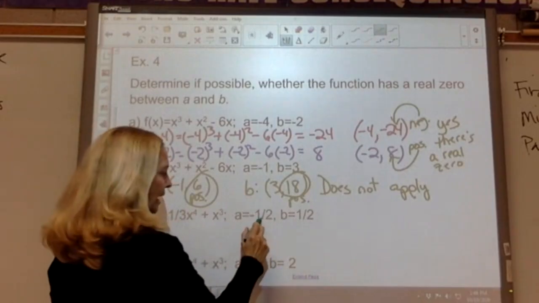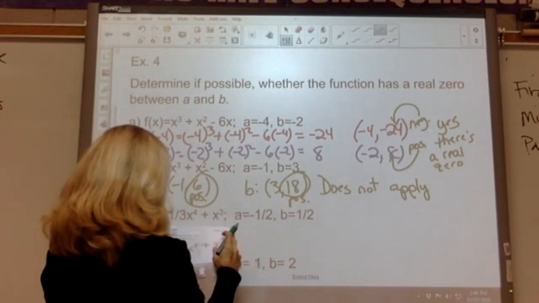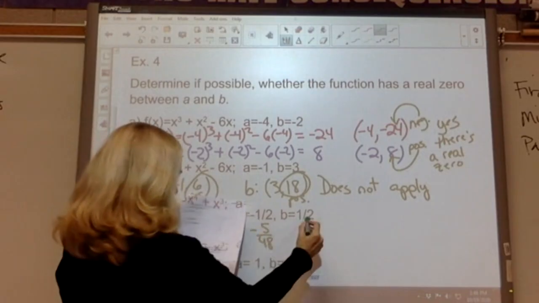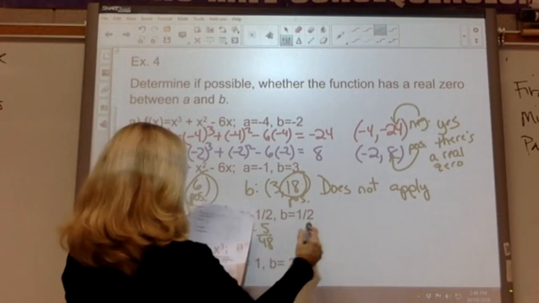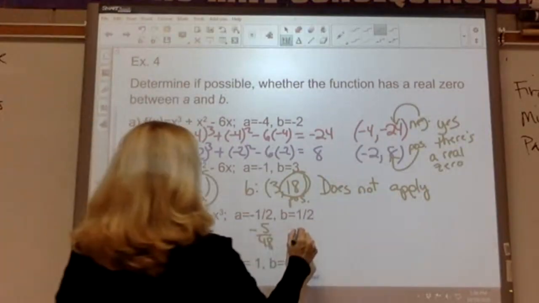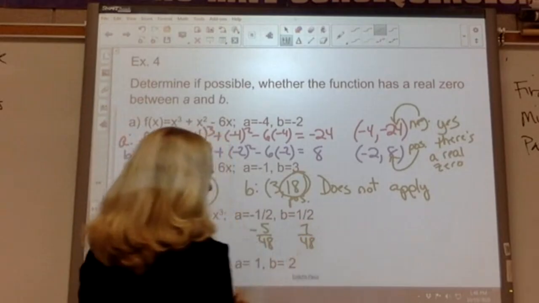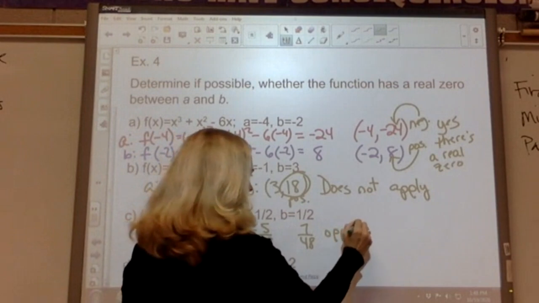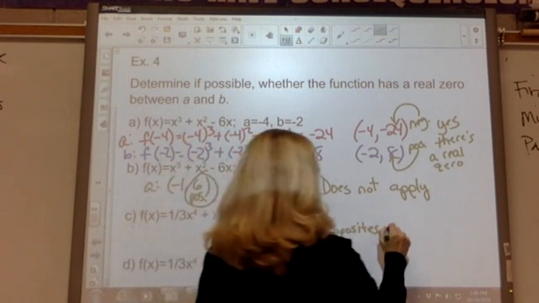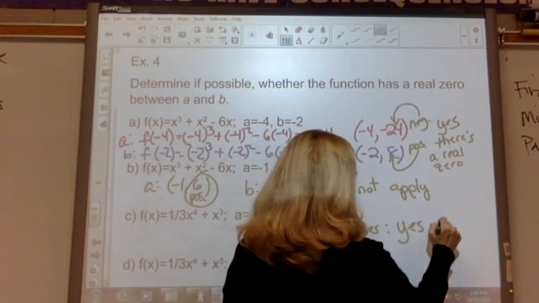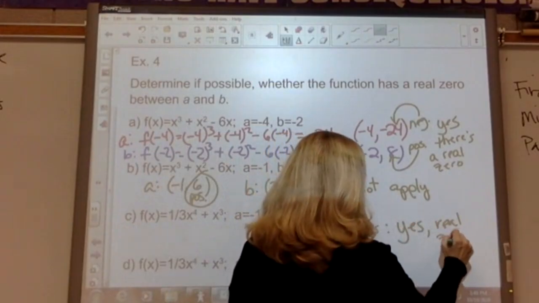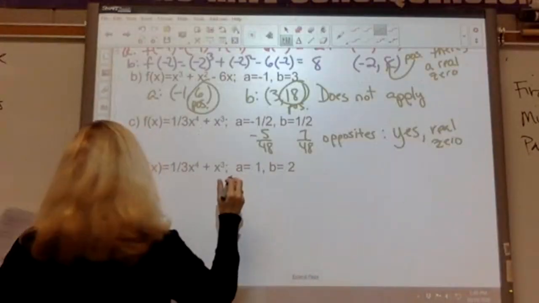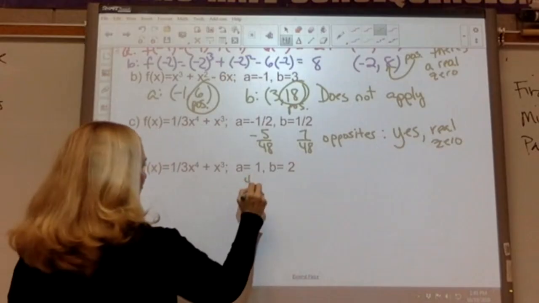So when you plug in negative 1/2, you're going to get negative 5 over 48. When you plug in positive 1/2, you get 7 over 48 is what it looks like on my paper. All right, so these are opposite signs. So this means yes, there's a real zero between there. Okay, and so then this last one down here, if you plug in positive 1, you get 4/3.